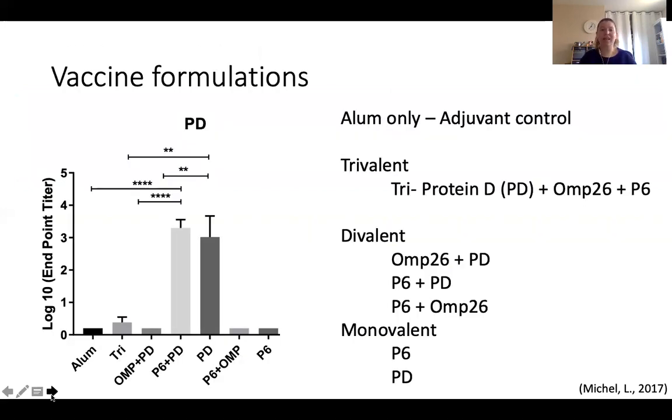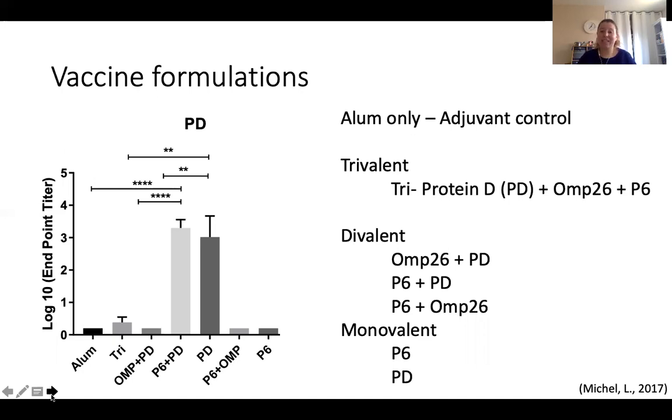So these were the vaccine formulations that we decided to study. We had to do a control for the adjuvant, so we used aluminum. This is a very common adjuvant in vaccines. Then we tried 3 different versions of formulations. We had a trivalent vaccine. This contained protein D, OMP26, and P6.